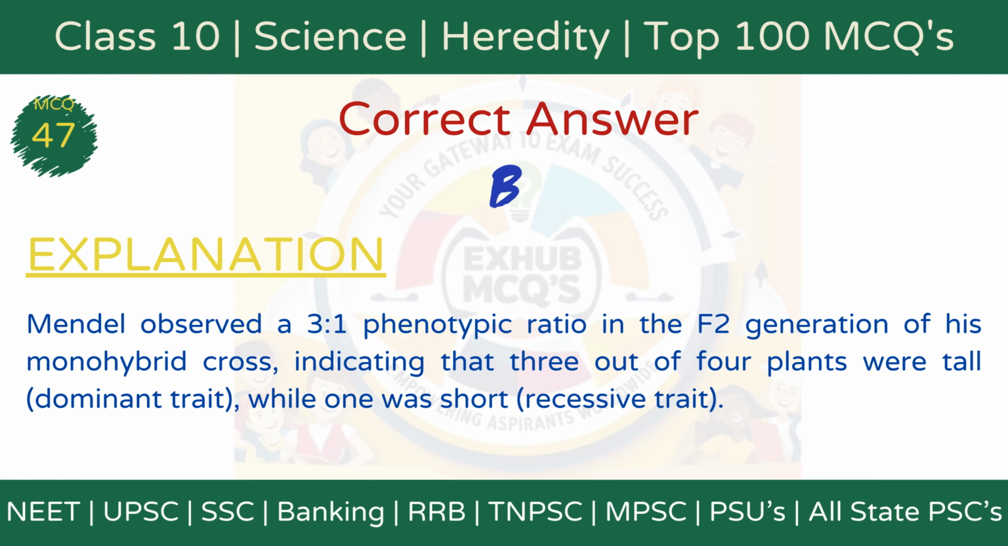The correct answer is option B, 3:1. Explanation: Mendel observed a 3:1 phenotypic ratio in the F2 generation of his monohybrid cross, indicating that 3 out of 4 plants were tall, dominant trait, while 1 was short, recessive trait.